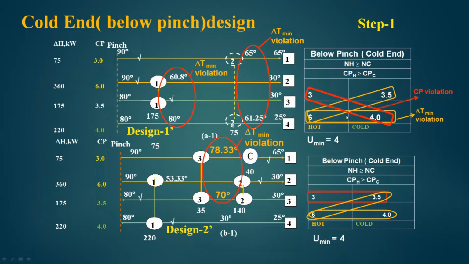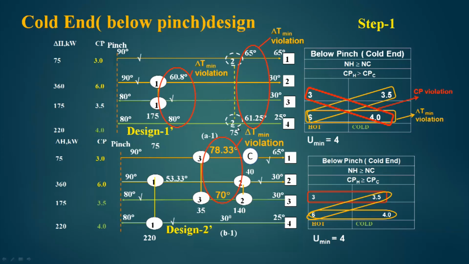Now, let us see the other alternative available, which is 3 can be matched with 4. We can see here this violates this rule. Here the CPH is not greater than CPC. In fact, if I do this match 3 to 4, CPC is greater than CPH. But let us see what happens if I put this match. So, I put this match as heat exchanger number 2 for this match.